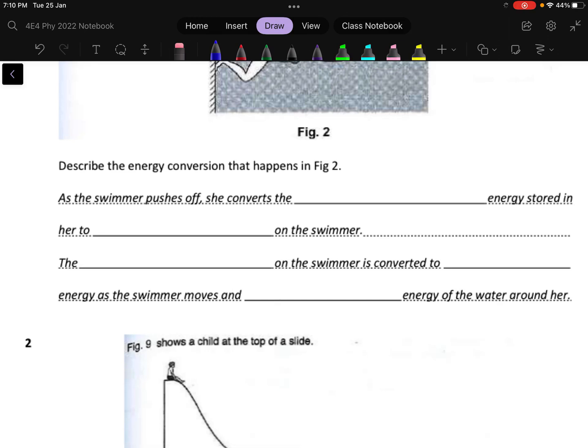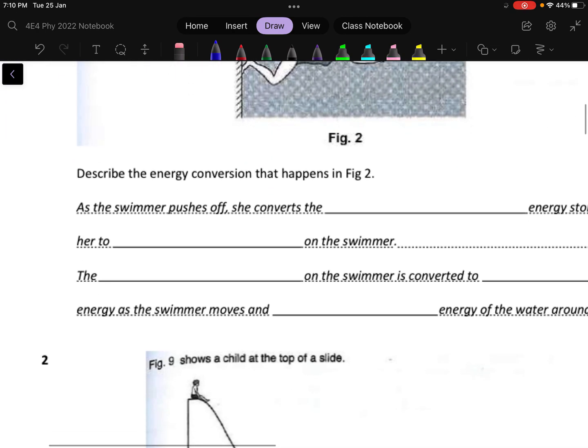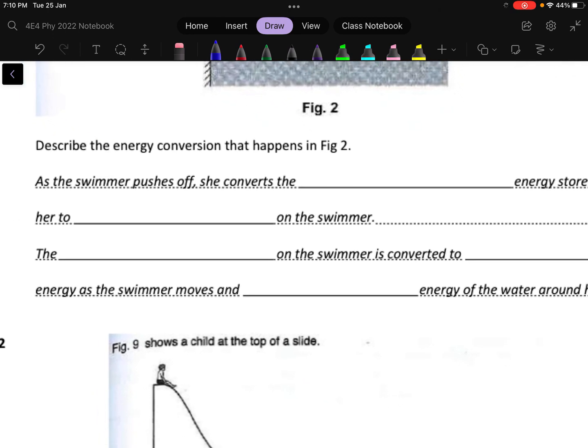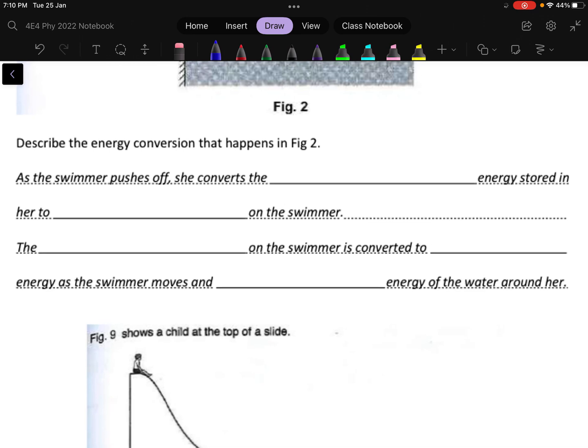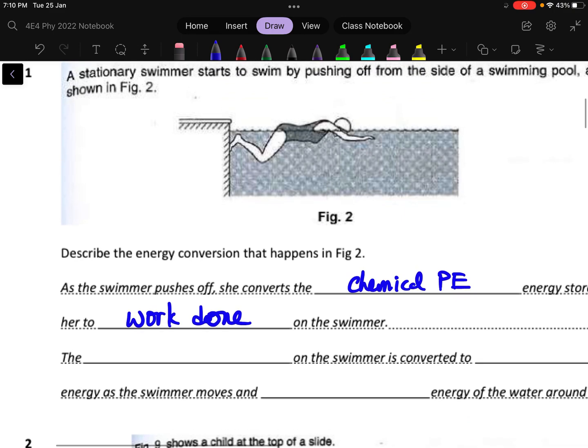Now in physics, you need to pay very close attention to the number of objects that you want to describe. In this case, there are two, the swimmer and the water. So you start off with the chemical potential energy that's stored in her, right? And then you will convert this chemical potential energy into work done on the swimmer. So you transfer the chemical potential energy to this system, and this system consists of the moving swimmer and the stagnant water.